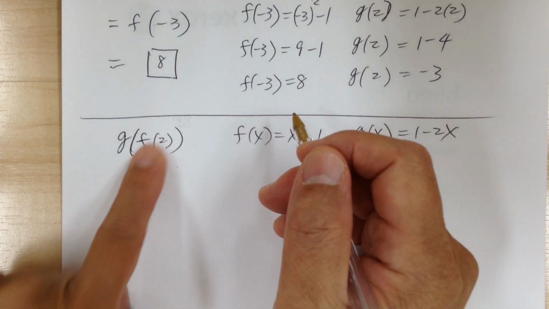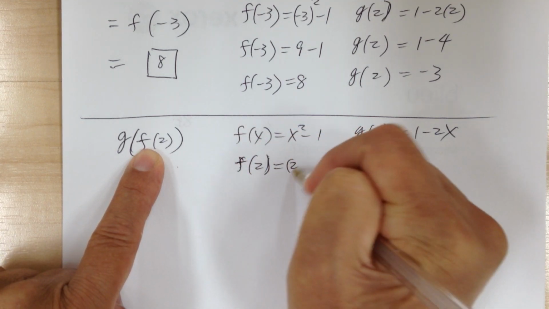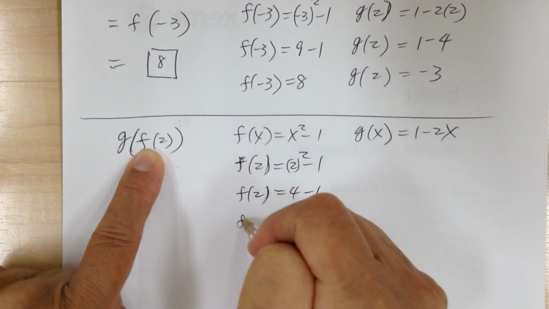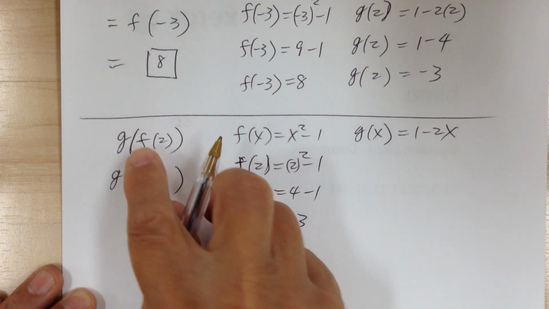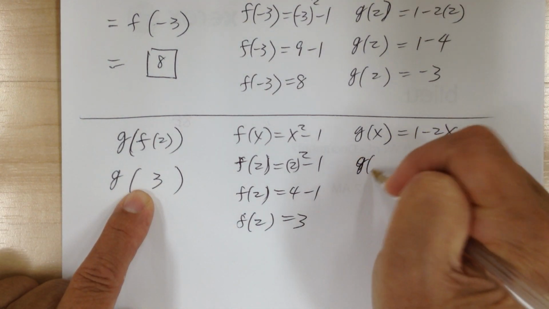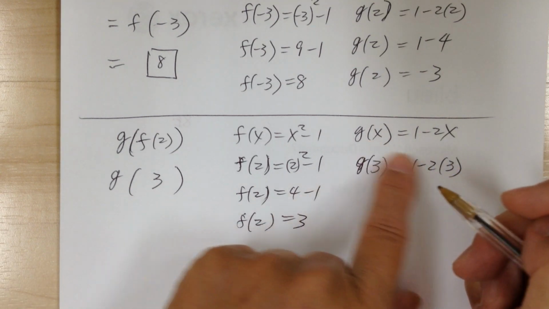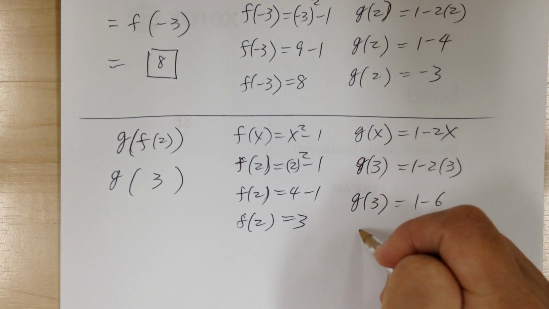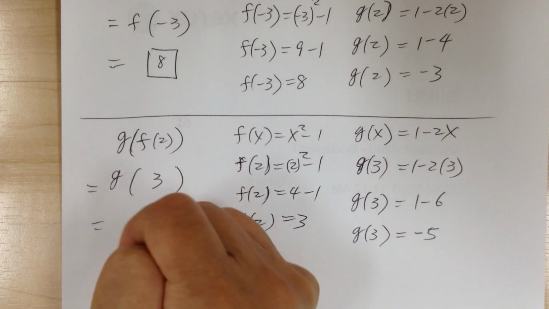Okay, so this one you have to do the f of 2. So let's do f of 2. So f of 2 equals 4 minus 1. So f of 2 equals 3. So this becomes g of 3, right? Because f of 2 is 3. Okay, so now to find g of 3, let's come over here. So you got g of 3 equals 1 minus 2 times 3. Right? So again, whatever you see x, that's what the value is going to be. So g of 3 equals 1 minus 6. So g of 3 equals -5. Okay, so this will equal -5.